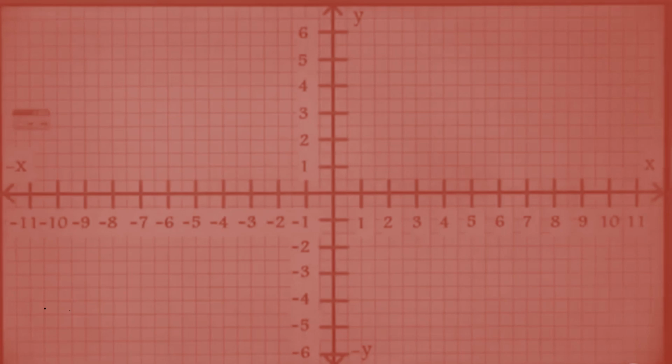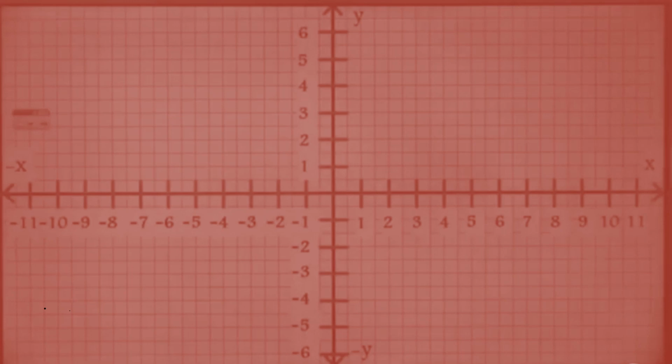Children, see, there are several squares here. The dimensions of each square is 1 centimeter. So the area of this square is 1 centimeter square. For finding the area of an irregular shape, we need to trace the outline of the irregular shape.